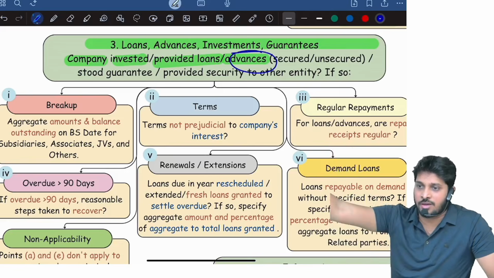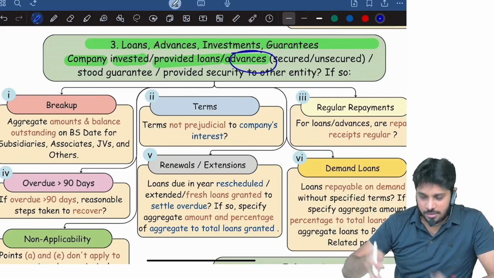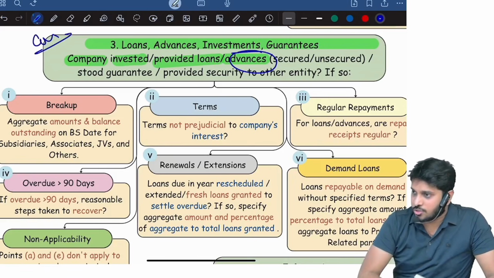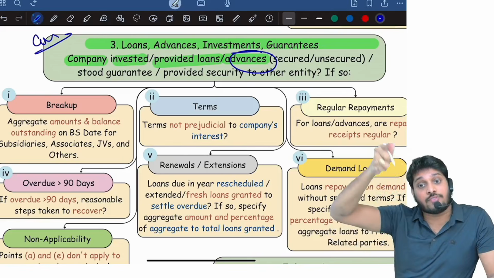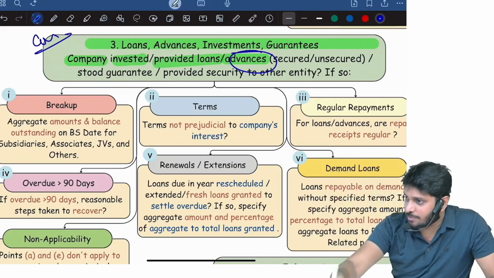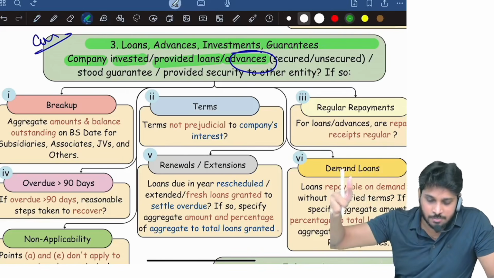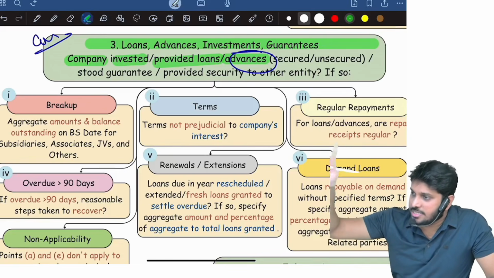Advance given to a supplier, advance received from a customer. Here only loans given are being talked about. So for an advance given to a supplier, this clause does not apply. For an advance in the nature of loan given to a supplier, this clause will apply. Now, has the company invested in somebody? Has the company provided loans to somebody? Is an advance given to somebody?